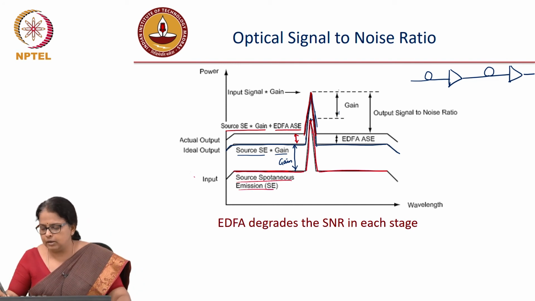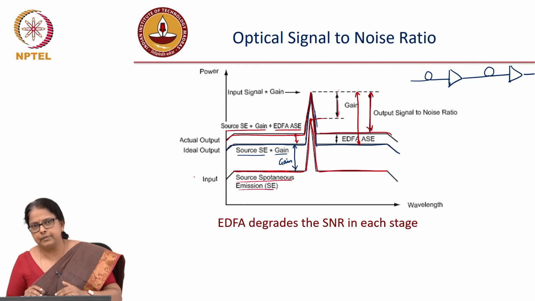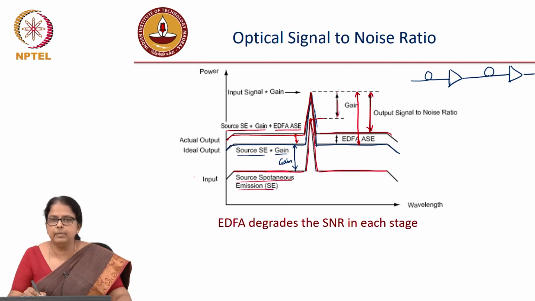So, even though there is a gain and the peak power of the signal increased, the output signal to noise ratio and the input signal to noise ratio are different. And by how much different? Exactly by how much this EDFA added. Ideally the noise floor should have increased only by the gain factor, but you will see now that it is not increased only by the gain factor, it is increased by this noise figure.